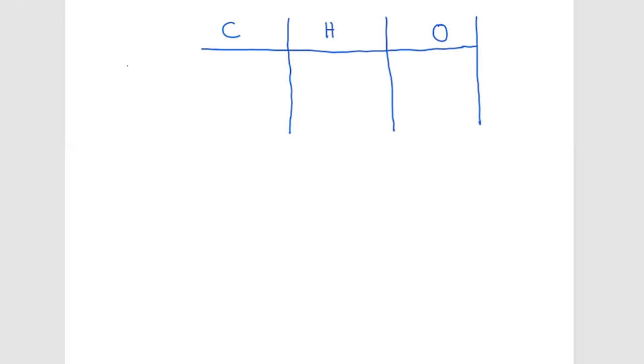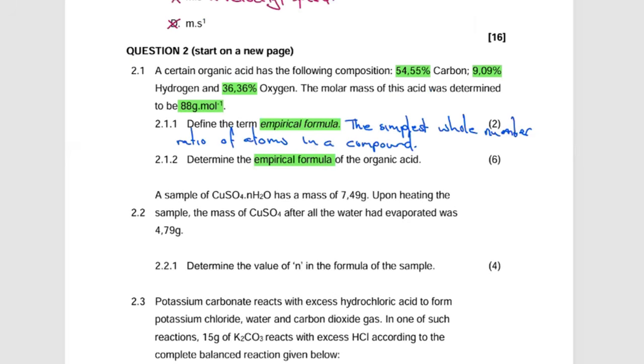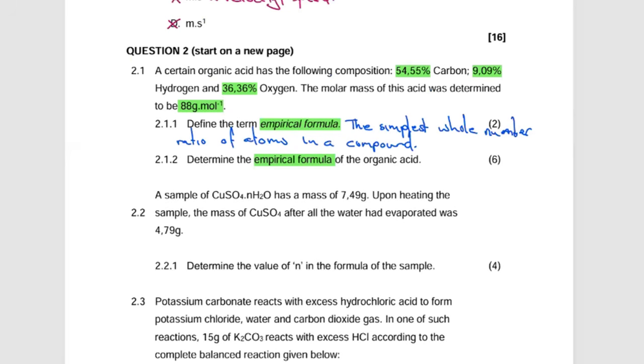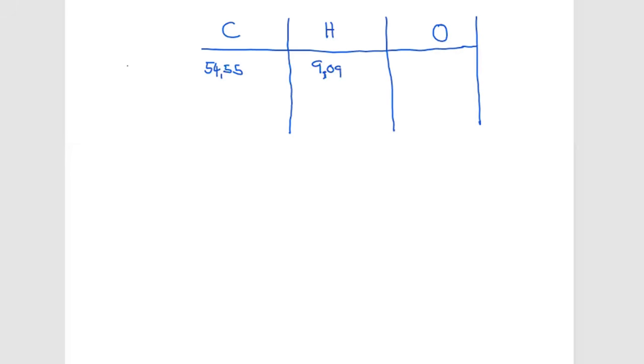So there I'm going to say 54.55, right? And then the one for hydrogen is given as 9.09. And then the last one, for oxygen, was given as 36.36%, right? So it's going to be 36.36, like that. So this is what we're having here.